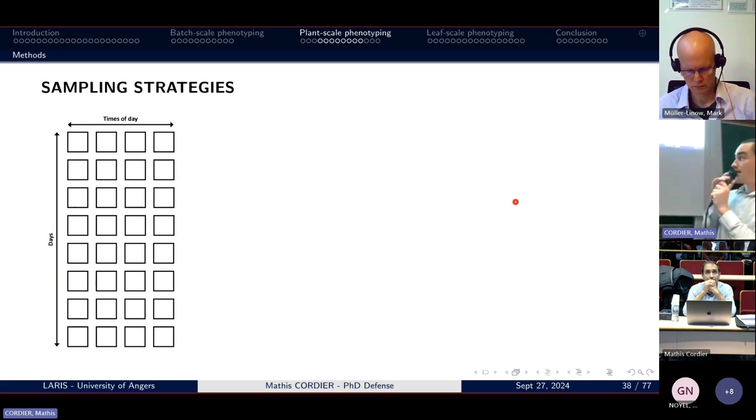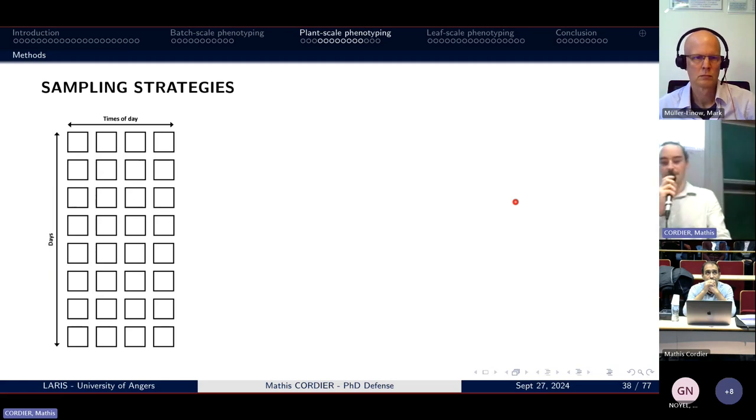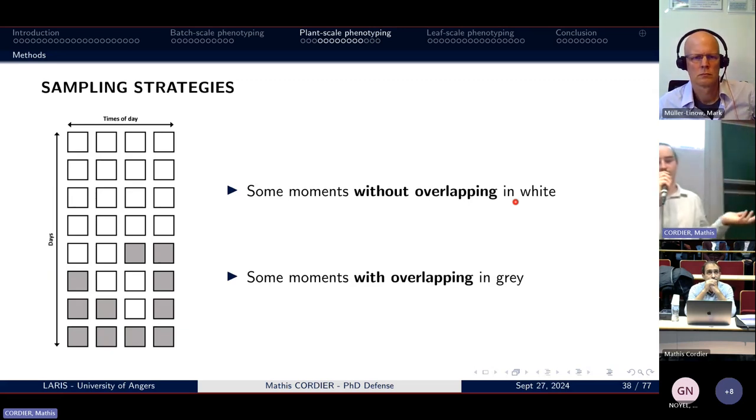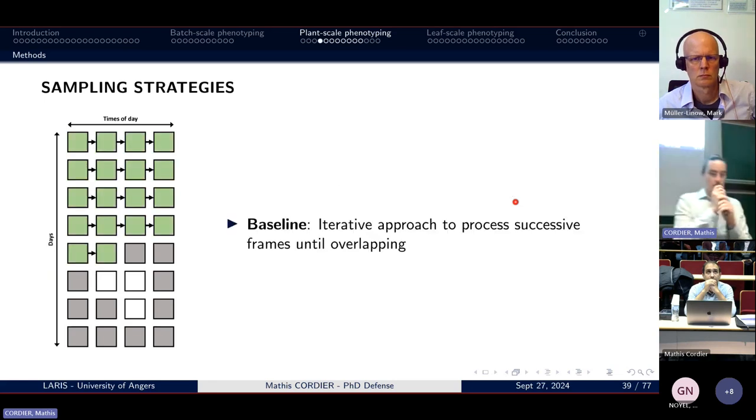And each frame here corresponds to a moment in the time series. For each moment, we can have overlapping between plants, which is the frames in gray, and we can have no overlapping between the plants, which is framed in a row. The first approach, which we call the baseline, is the classical iterative approach to process successive frames until we have the first overlap.